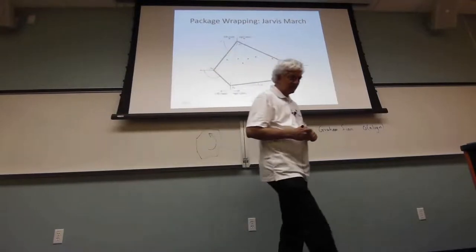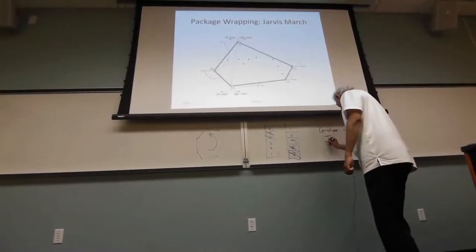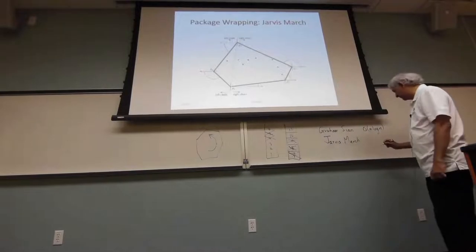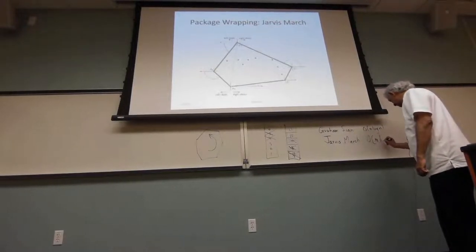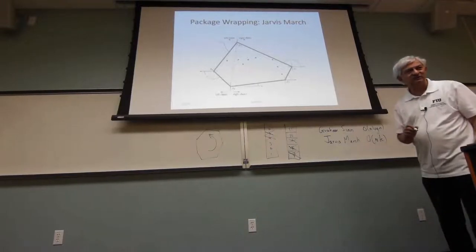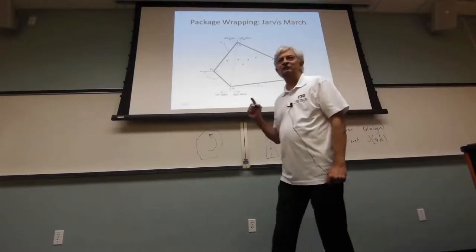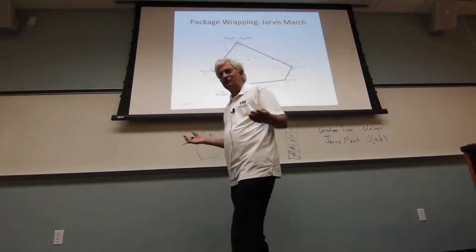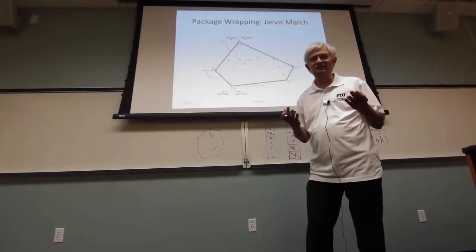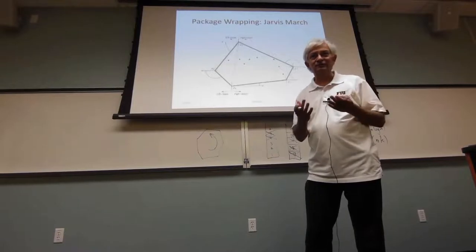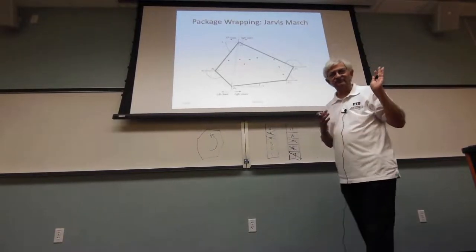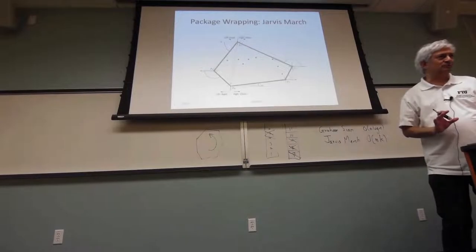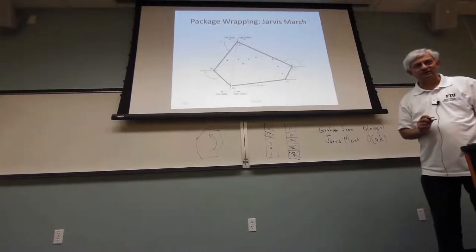N times k. Yeah, so it turns out that in the worst case, of course, this is n squared. But in reality, we're going to write this as n times k, where k is the number of points on the convex hull. What does this tell us? It tells us that if the number of points on the convex hull is very small, it's going to be very, very fast. It's going to be faster than the other algorithm. On the other hand, if you have a lot of points on the convex hull, this is not a very good algorithm to use. The Graham scan is going to be better.